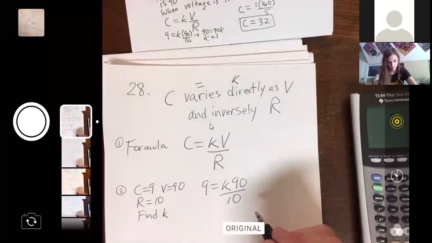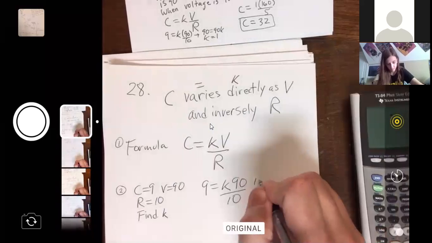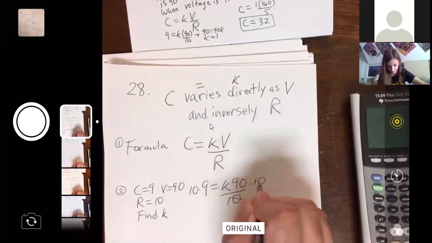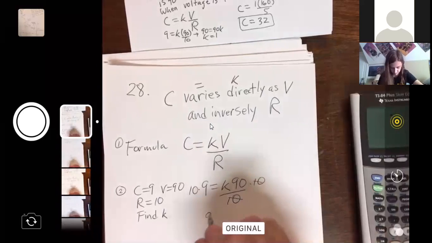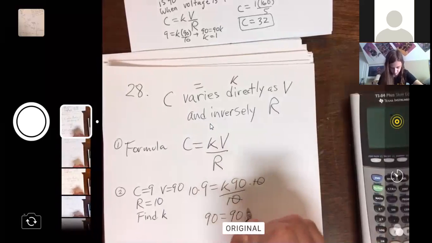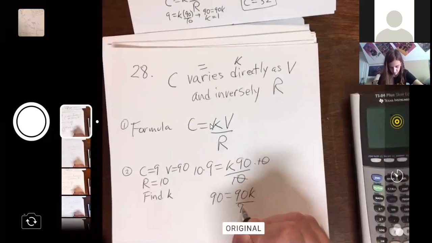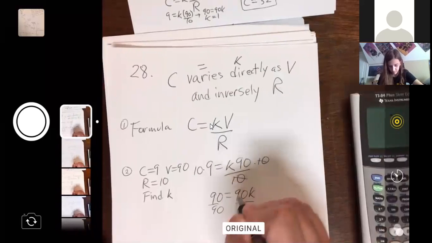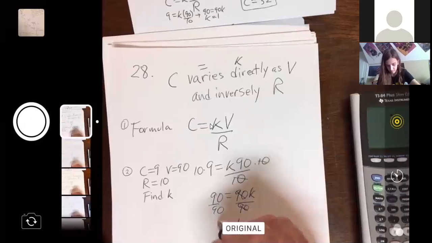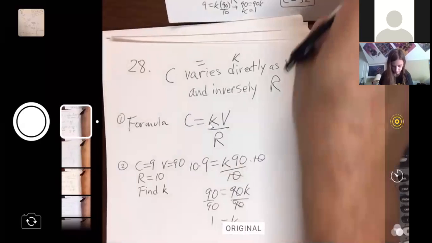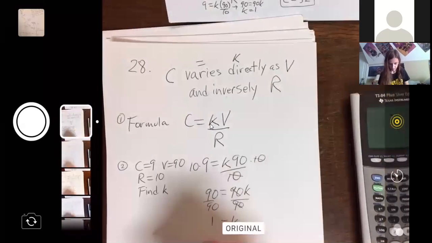All right, and then you're supposed to know what algebra to do to get to the K. So we multiply both sides by 10. That'll clear the 10s. 90 equals basically 90K. Divide both sides by 90. 1 equals K. All right, but now we can go on and answer their question.